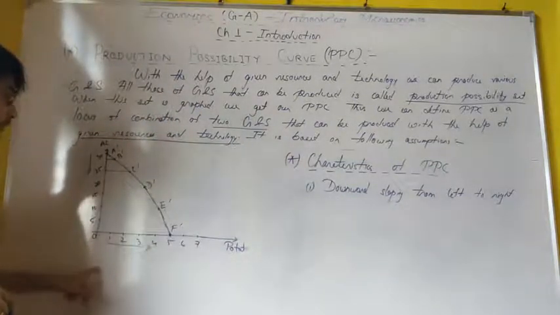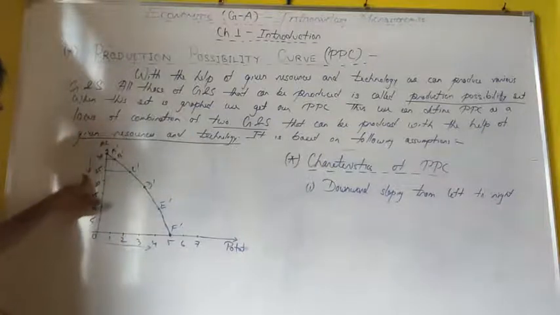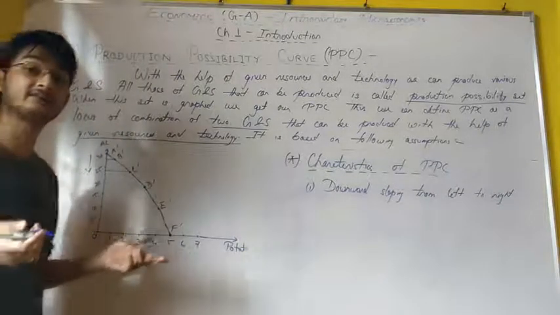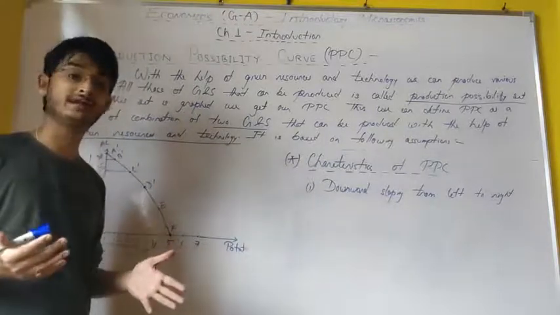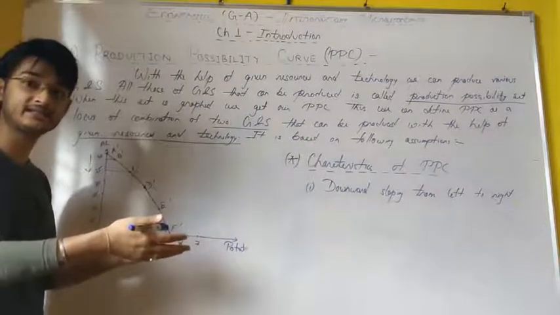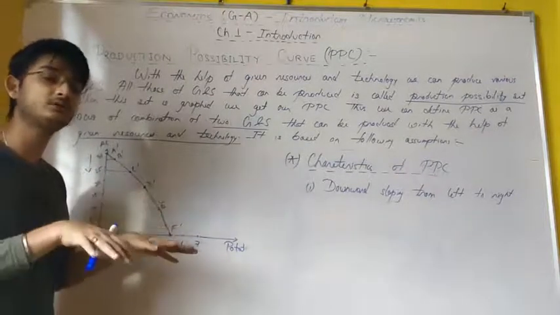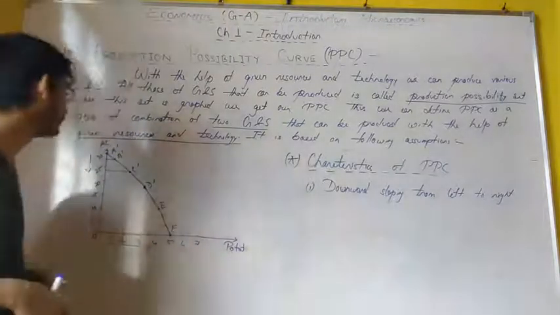That means if we want to increase the production of one commodity, the production of the other commodity has to be sacrificed. Why? Because the resources are fully utilized. And if we want to produce more of another commodity, we need to take out some resources from the production of the other commodity.